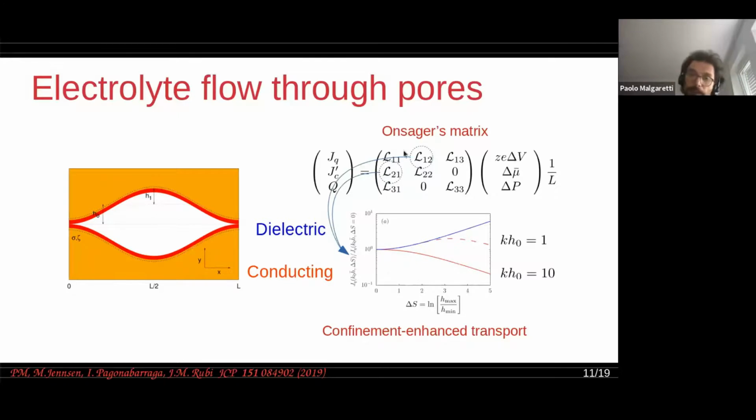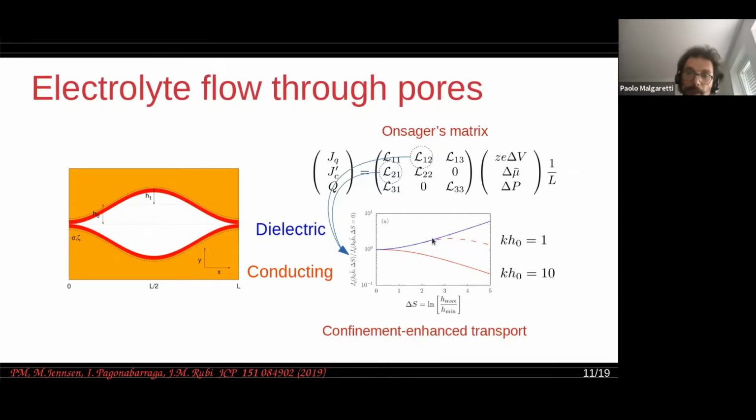This is showing you this matrix element as a function of delta S, which is nothing but the logarithm of the maximum amplitude of the channel divided by the minimum amplitude. So it's a way to capture the geometry. If the channel is flat, delta S is 0, because H max is equal to H min, and log of 1 is 0. And if the bottleneck goes to 0, then delta S goes to infinity. But typical values of delta S are between 0 and 3 here, plotting up to 5.